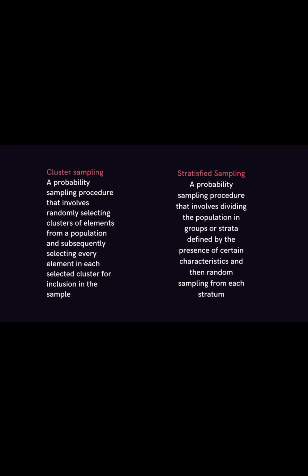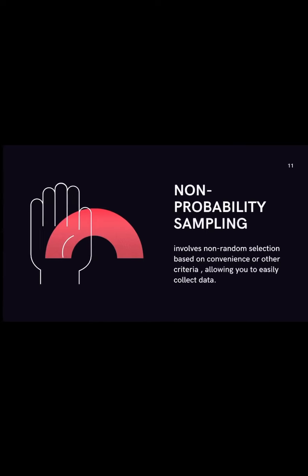Stratified sampling is a probability sampling procedure that involves dividing the population into groups or strata defined by the presence of certain characteristics and then random sampling from each stratum.